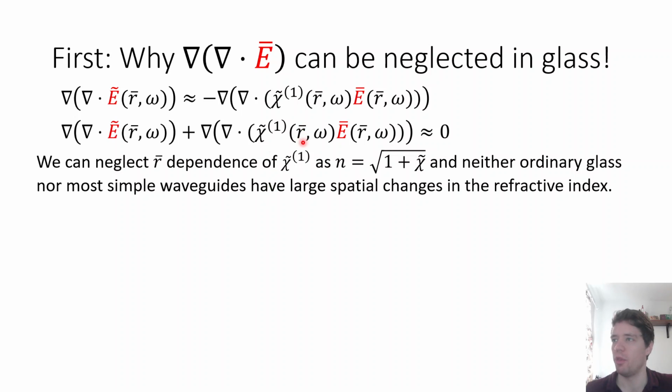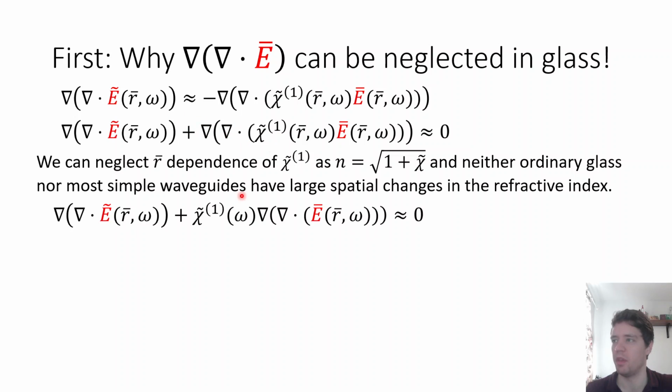Next, we're going to neglect the spatial dependence of chi1, and essentially we do this because when we're inside of a waveguide, the refractive index is related to the value of chi1, and in most glasses and most waveguides, this is not going to have a very strong spatial dependence, so we can just neglect this spatial dependence, which allows us to move chi1 outside of this gradient divergence operator in the following way.